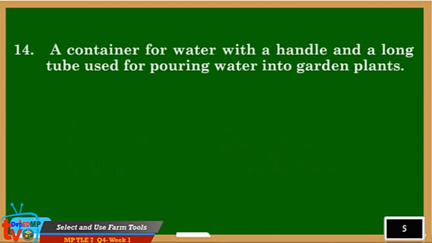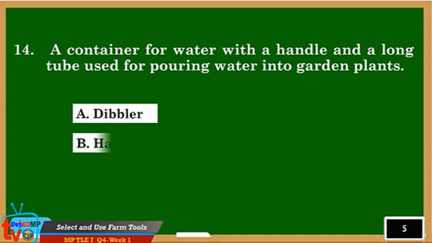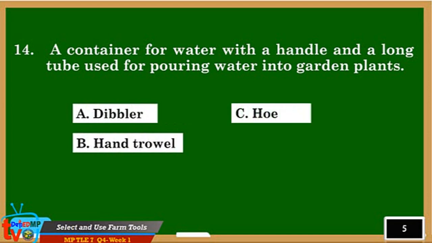Number 14. A container for water with a handle and a long tube used for pouring water into garden plants. A. Dibbler. B. Hand trowel. C. Hoe. D. Watering can.